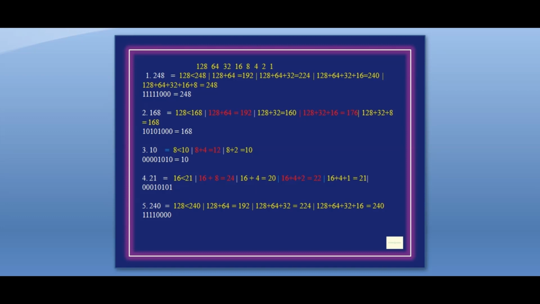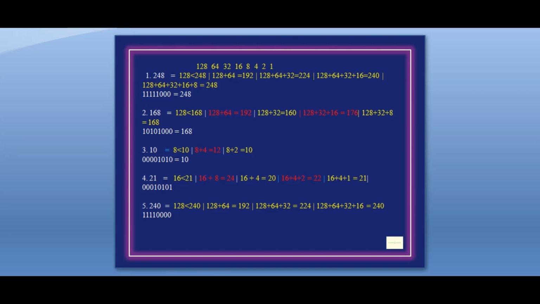Lastly, we have 240. So 128 is smaller than 240. Place the value of 1 on 128 and move to the next bit, that is 64. 64 plus 128 equals 192, which is smaller than 240. So place the value of 1 on 64 and move to the next bit, that is 32.